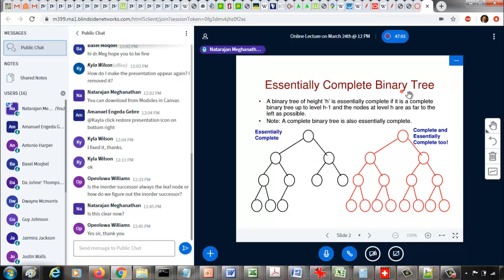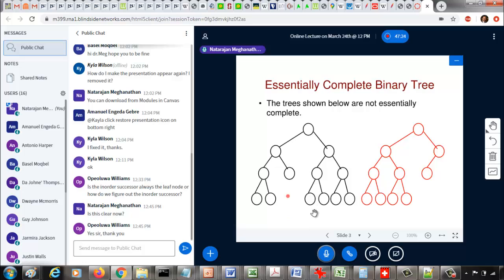It should be a complete binary tree up to level h minus 1, and the nodes at level h are as far to the left as possible. So nodes in the last level are as far to the left as possible. Okay, you'll know why this rule is stated like this, because let me show you one more case.